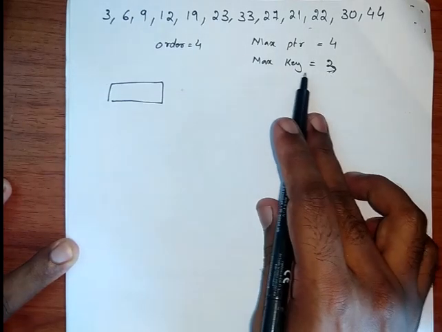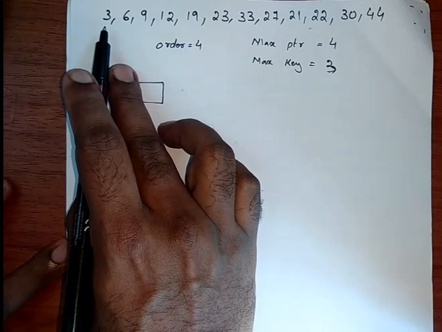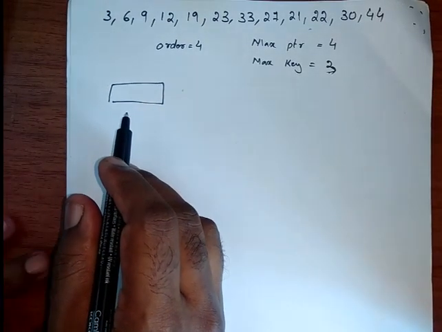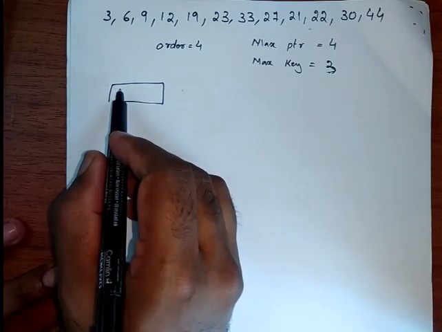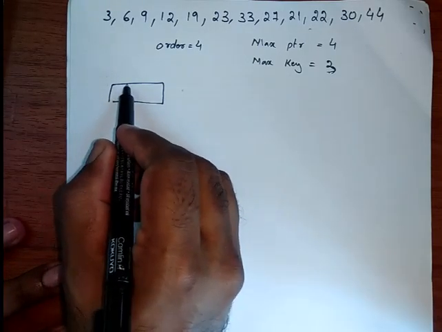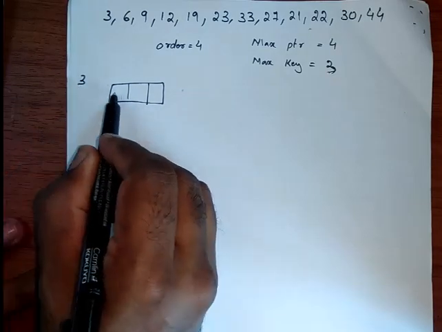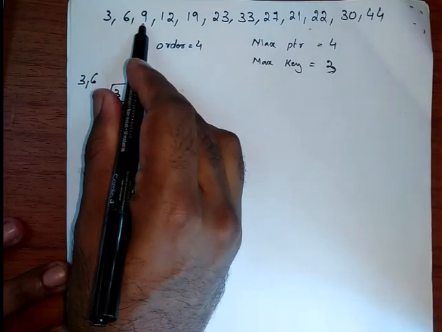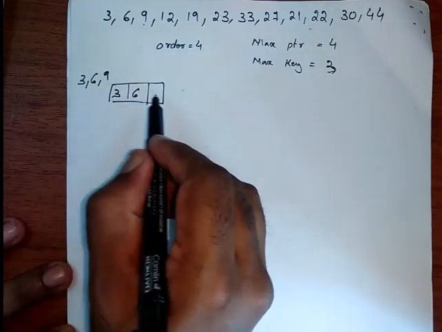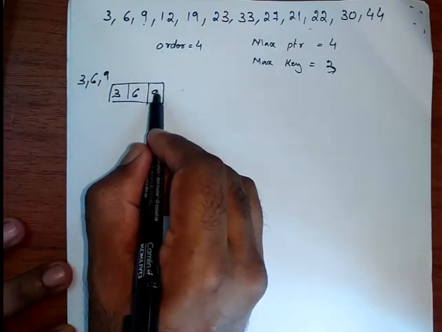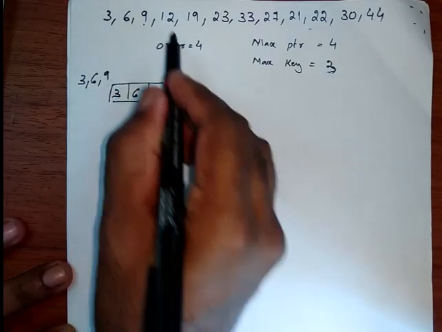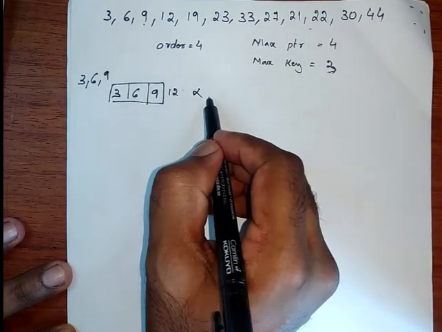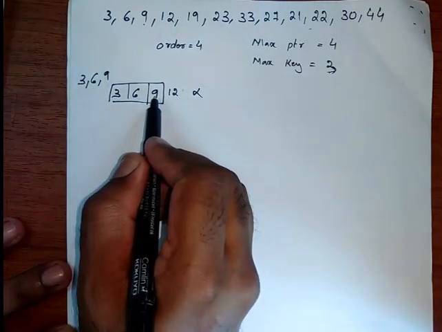Next we can insert the values. The first value is 3, so we create a node where a maximum of 3 values can be stored. First we store 3, next we insert 6, next we insert 9. Up to now there is no problem with our constraints. We can insert a maximum of 3, then upon inserting 12 our rules are violated, so we need to divide. This is a root node, so we need to divide this node.